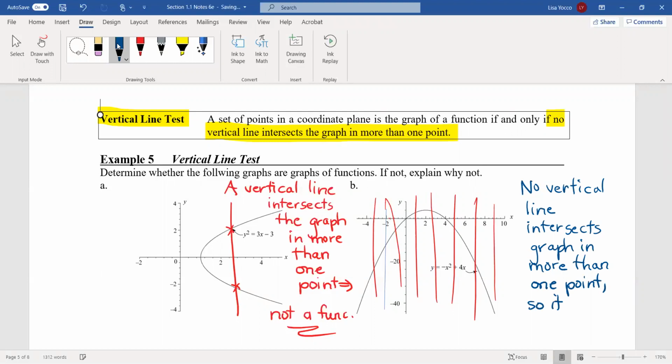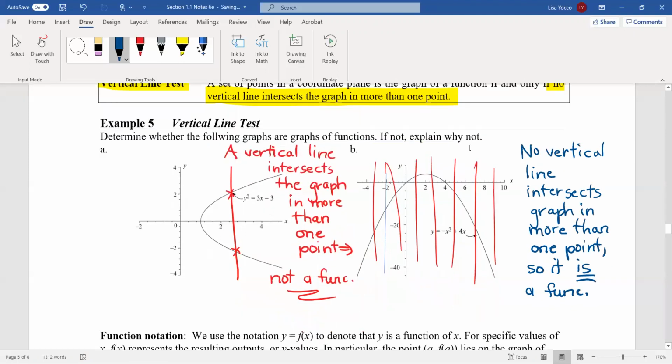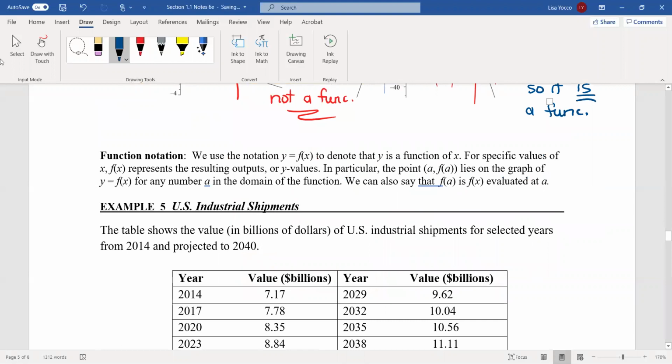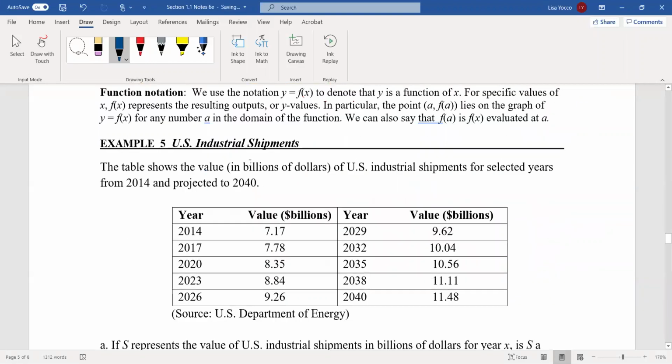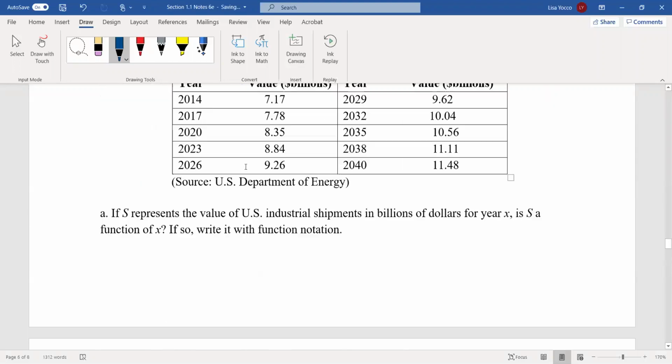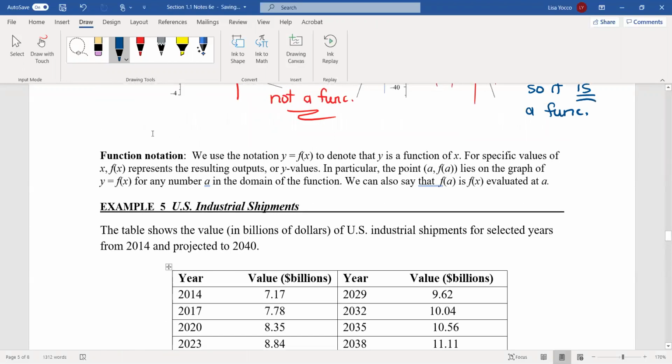So it is a function. All right. Oh gosh, it took me a little while to go through. Let me see what else I've got in here. All right, it's okay.